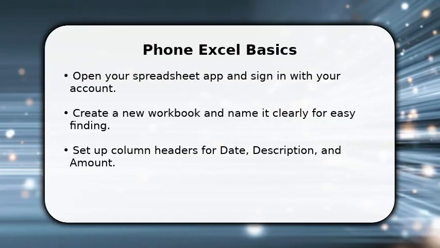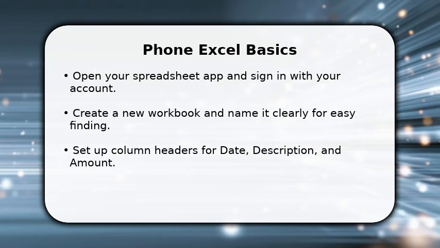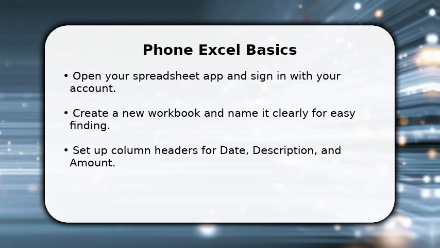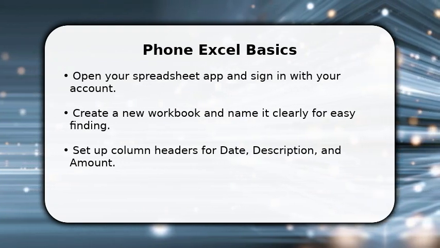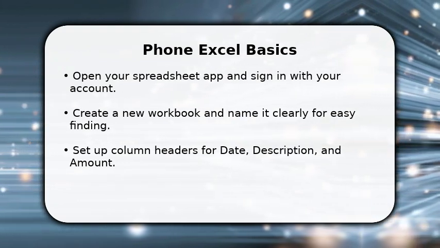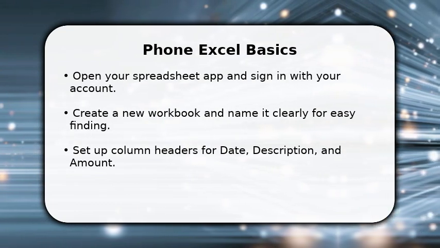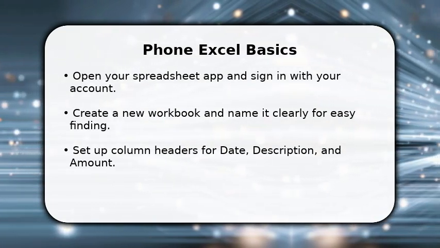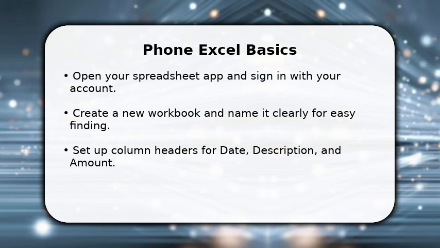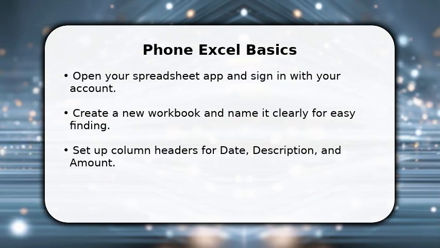In this video, I will show how to make Excel using phone. Open your spreadsheet app and start a new workbook right away, then choose a simple template or blank sheet. Tap the first cell to enter headers like date, description, and amount, and use the top menu to format text and apply bold. I will guide you through entering data, saving, and basic formulas so you feel confident on your phone.